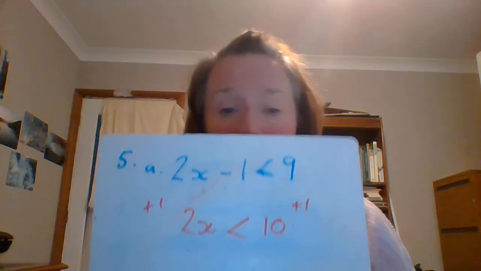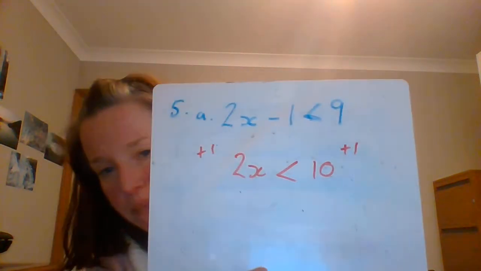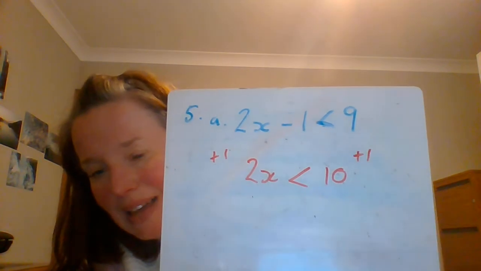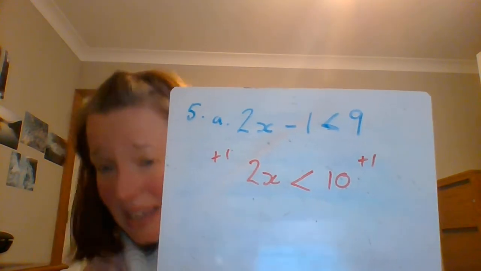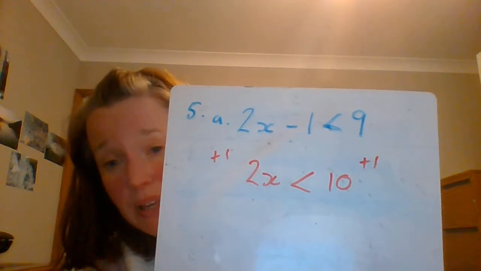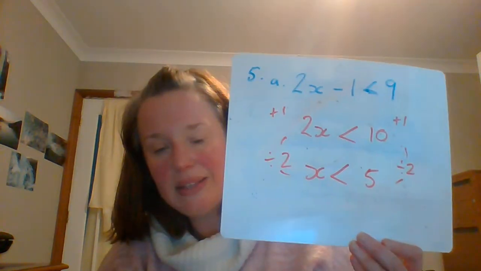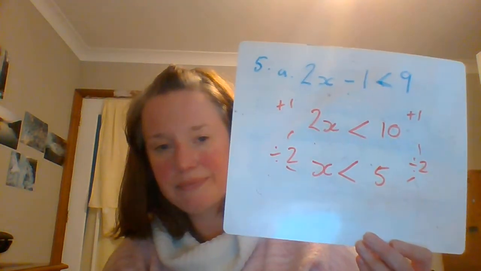So that will leave us with 2x is smaller than 10. Now we just divide by 2 in order to get that 1x on one side. So we're going to divide by 2, and we have x is smaller than 5, because we're dividing each side by 2, remember. Okay, so we've got x is smaller than 5.